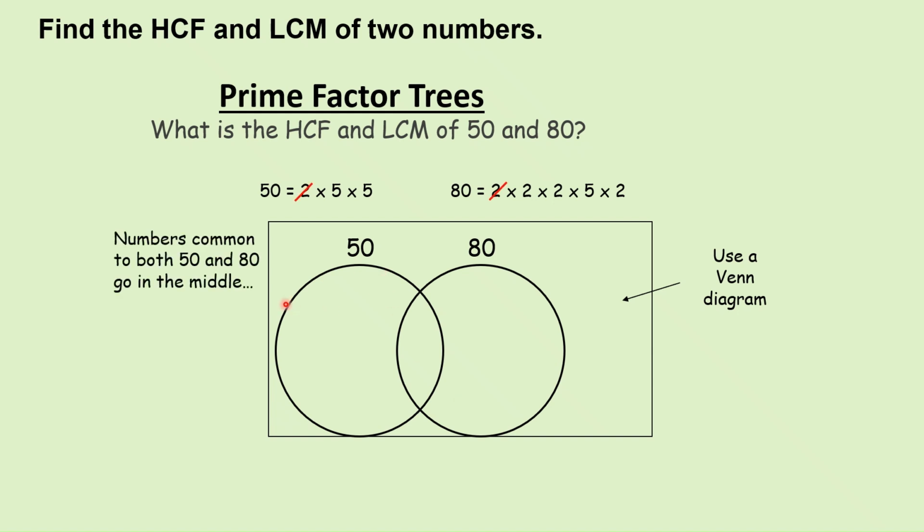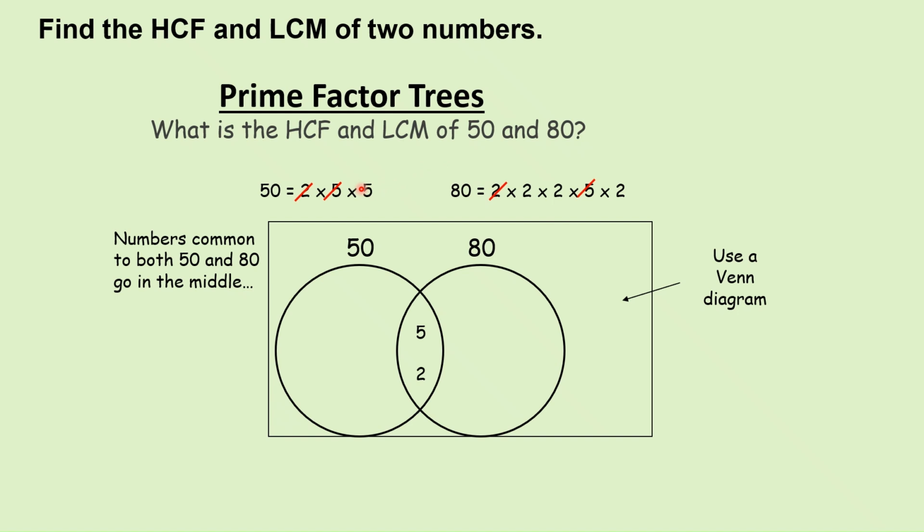Also remember, numbers common to both 50 and 80 go in the middle, right here, the intersection. So 2 is common, so we should have a 2 in the middle. Also, 5 is common as well, so it goes in the intersection.